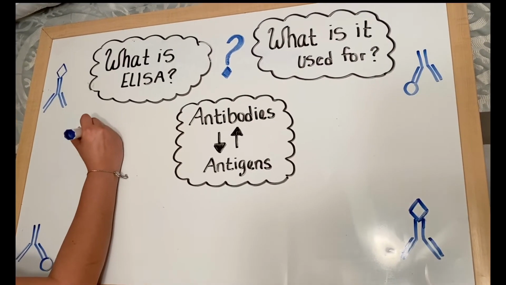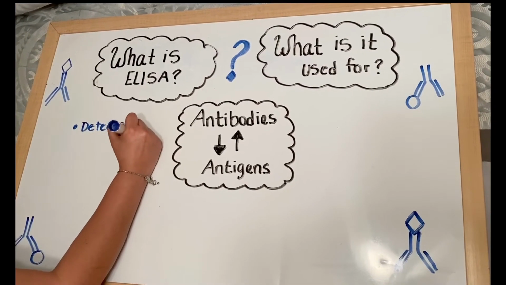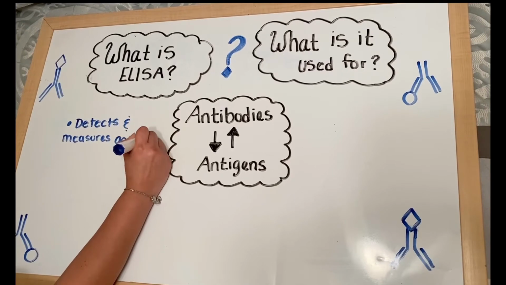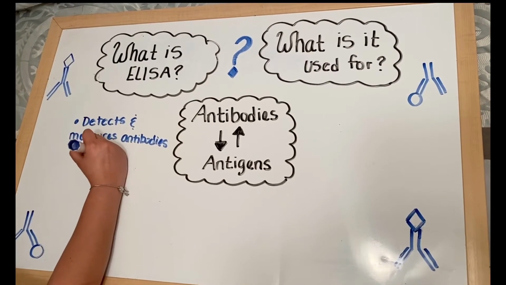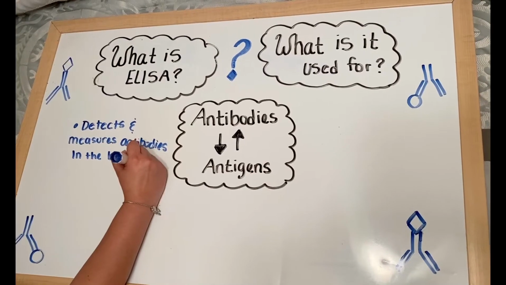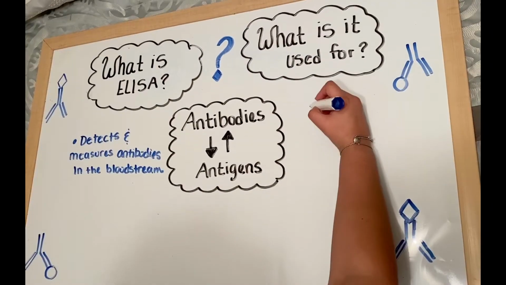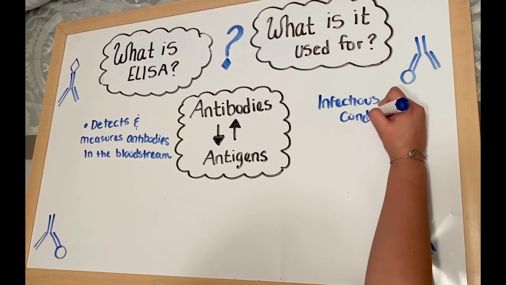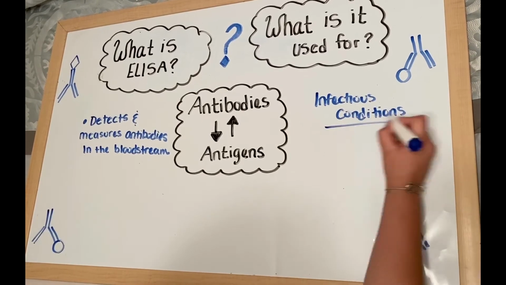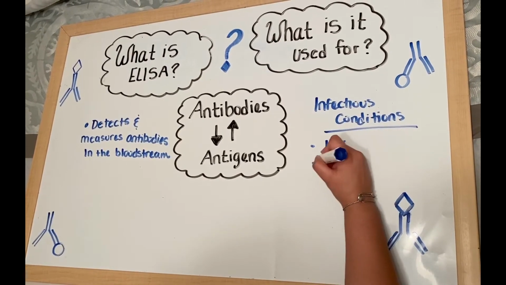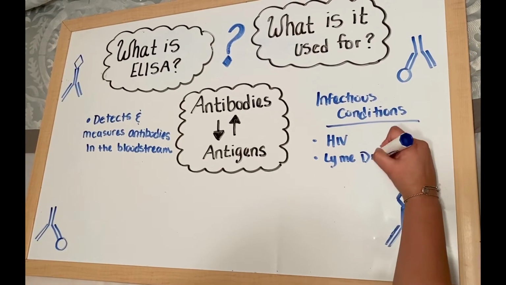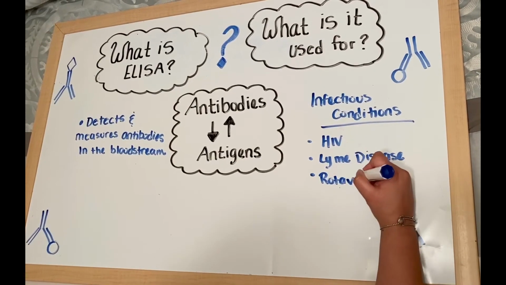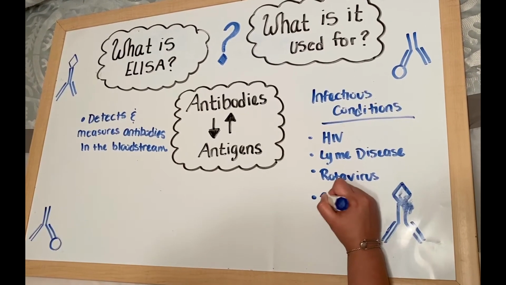So what is an ELISA and what specifically is it used for? An enzyme-linked immunosorbent assay is a test that is able to detect and measure antibodies that are present within an individual's bloodstream. It is important to note that antibodies are proteins that the body produces in response to substances called antigens. These antibodies present in the bloodstream can be related to certain infectious conditions which can be diagnosed through ELISA testing. Some conditions include, but are not limited to, HIV, Lyme disease, pernicious anemia, rotavirus, and syphilis, just to name a few.